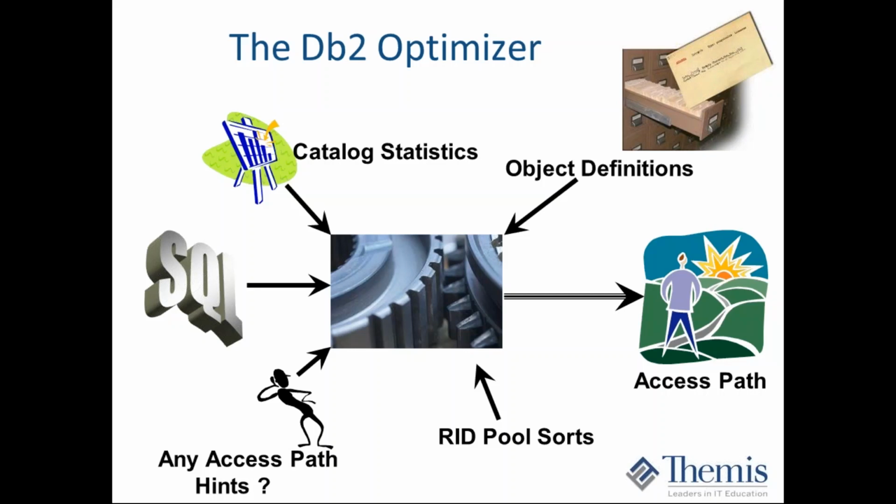So all the object definitions are there, all the column definitions are there, all the index definitions are there. And then when the DBAs run some statistic jobs, those catalog tables get updated with numbers, all the cardinalities that we talked a little bit about.